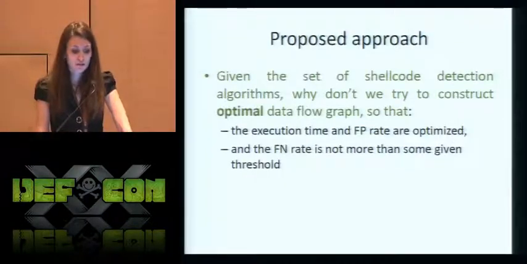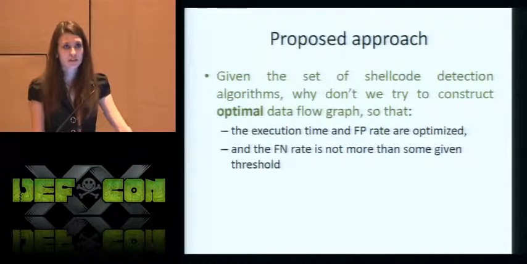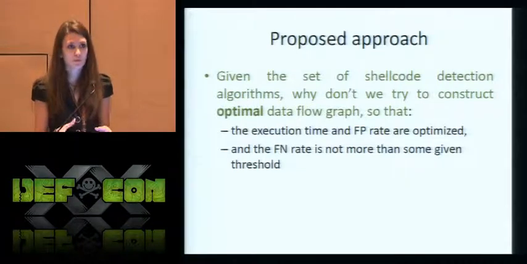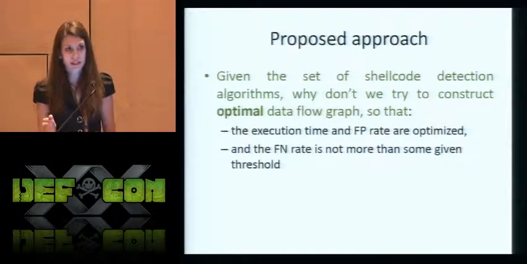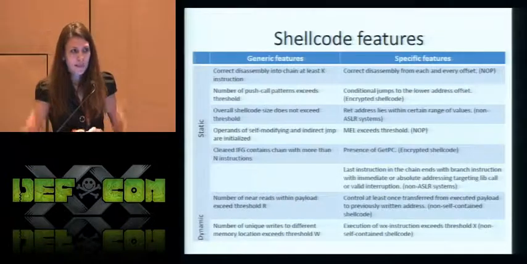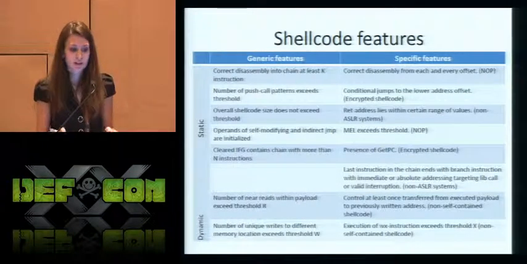Given the set of shellcode detection algorithms, why don't we try to construct a classifier which will be optimal in terms of false positive rate and execution time, and at that point we shouldn't forget about false negative rate. So as the first step, we try to identify some shellcode features. They could be generic, they could be specific.